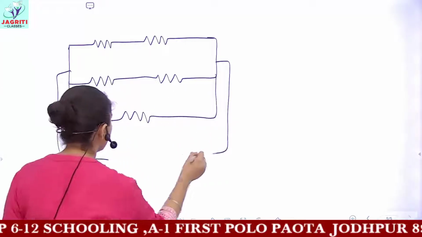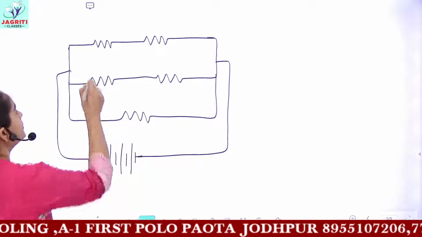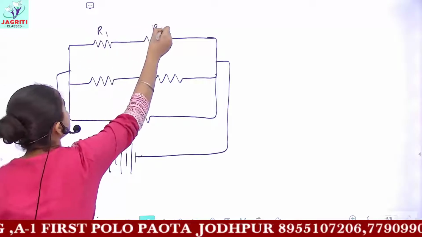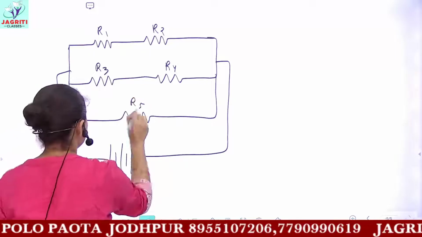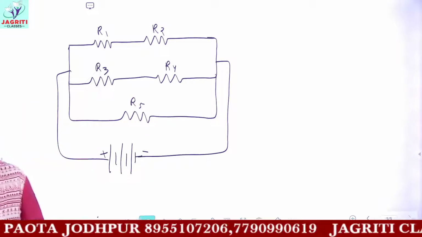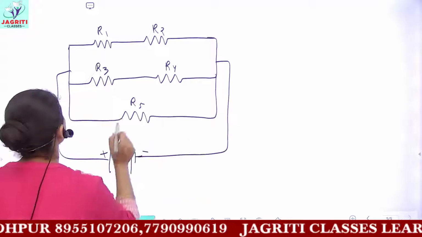Now you have to identify which of the following resistances are in series and which are in parallel. This is R1, this is R2, this is R3, R4, R5. Remember the definition which I have told you. To identify series combination, what was the definition?